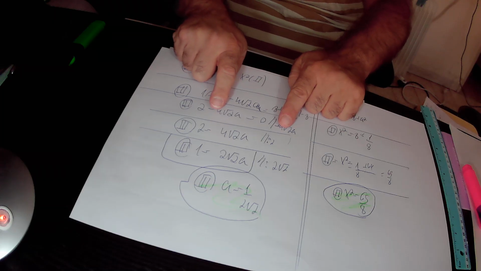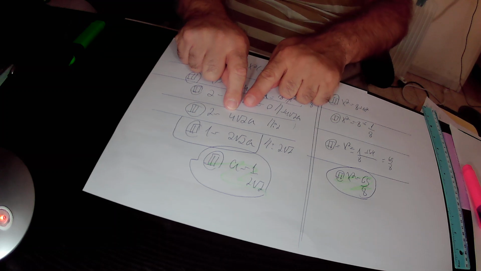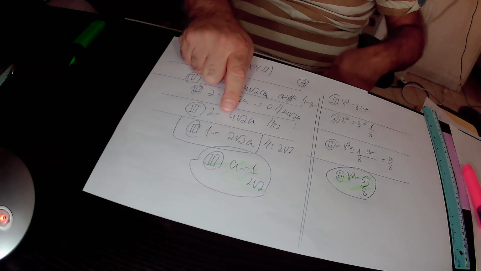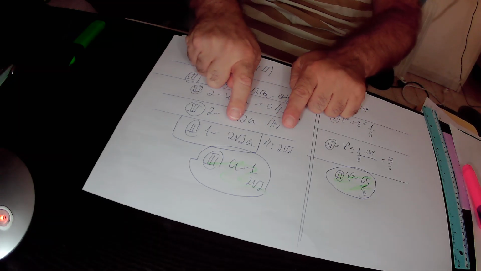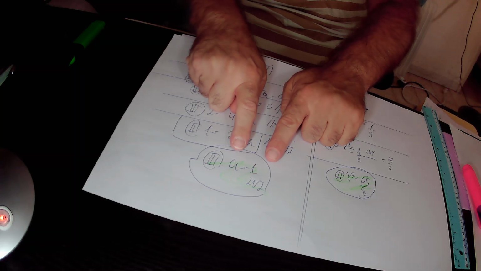Here we divide this equation by 2 and find that 2 over 2 is 1 and 4 over 2 is 2, so in total 1 equals 2 times square root of 2 times a. Here we divide this equation by 2 times square root of 2, and we find that a equals 1 over 2 times square root of 2 units.